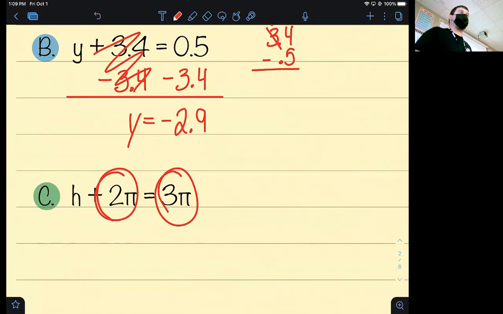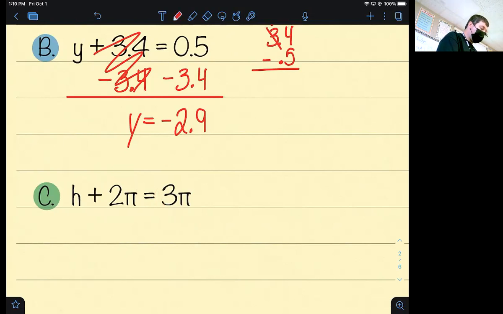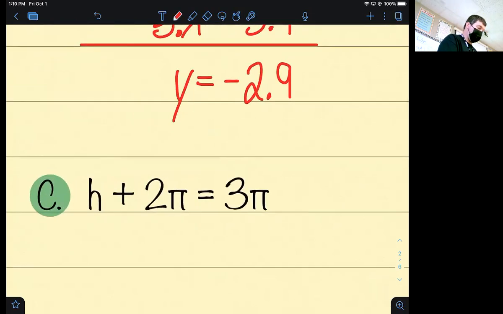Pi being a number, 2pi is still a number. We would call it 6.28, right? Or 3pi would be what? 3.14 times 3. 9.42. Either way, we still want to get h by itself by removing this constant term from that variable term side.